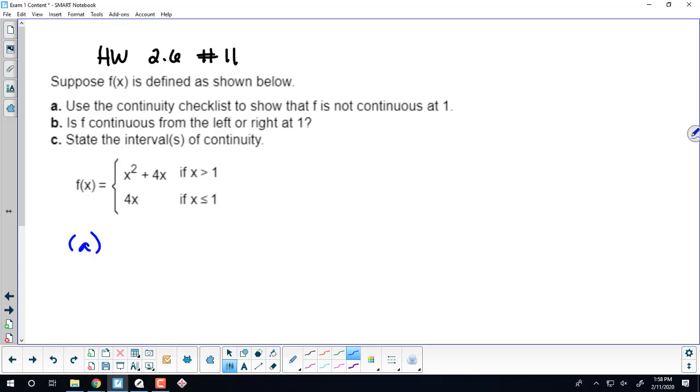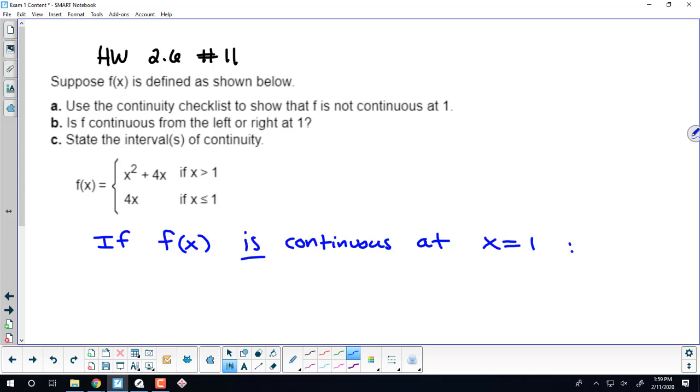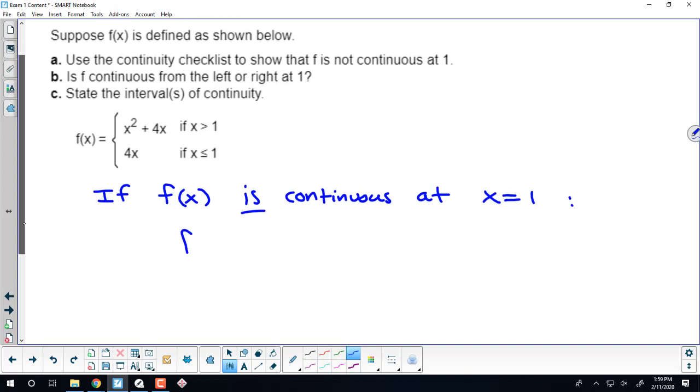Right. So let's just write here, before we do part A, because it's a weird way to ask that question, we're going to say if f of x is continuous at x equal to 1, then what has to happen is f of 1 has to equal the limit as x approaches 1.